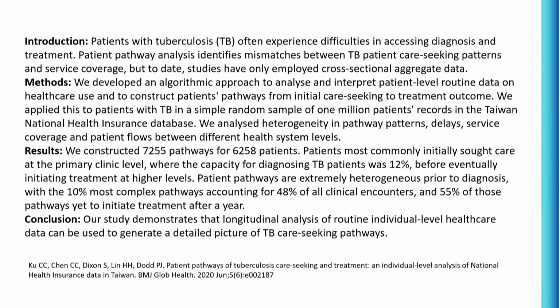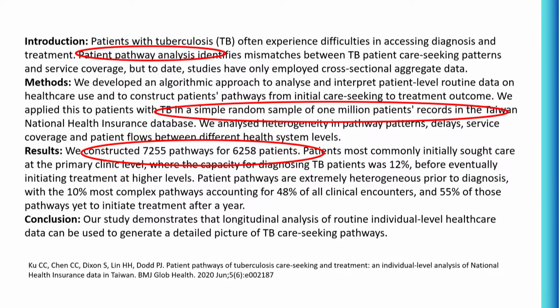It's positivist. Why? Because it's a way of quantitatively assessing the reality of whether people have TB or not, and you're constructing pathways on the basis of this quantitative secondary data. So, patient pathway analysis sounds qualitative, but in this case it's quantitative. A random sample of 1 million patient records also gives you a clue. Can you imagine doing qualitative, constructivist work with 7,255 patients? No. So the numbers also give you a clue. Yeah?